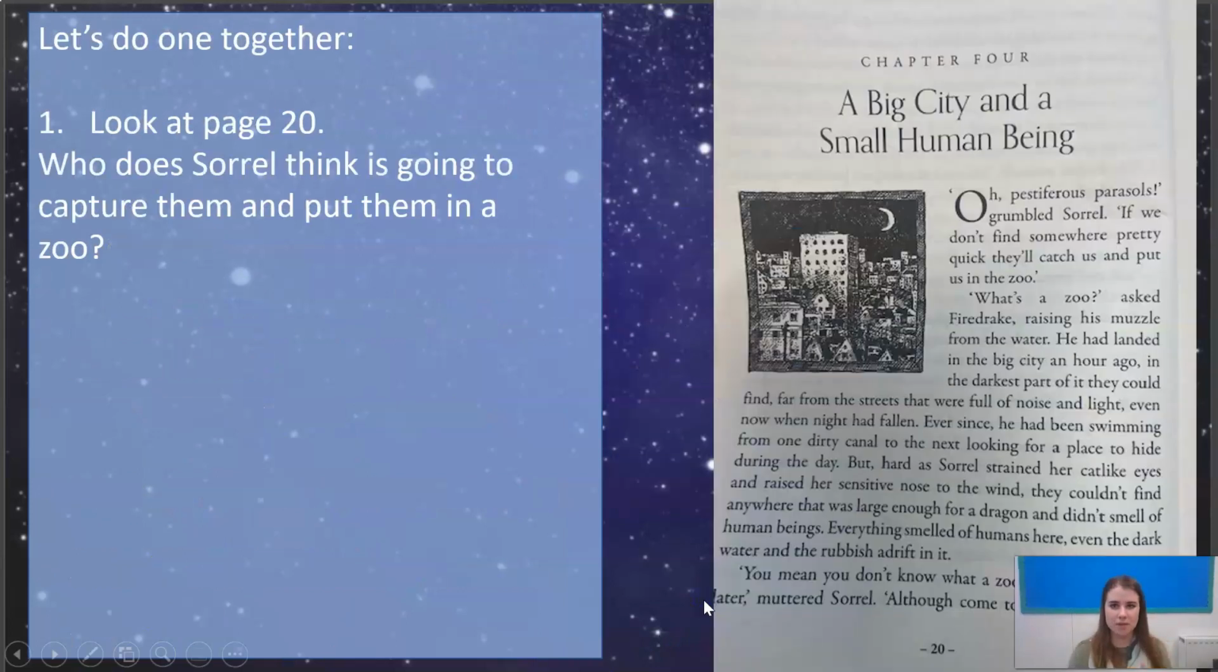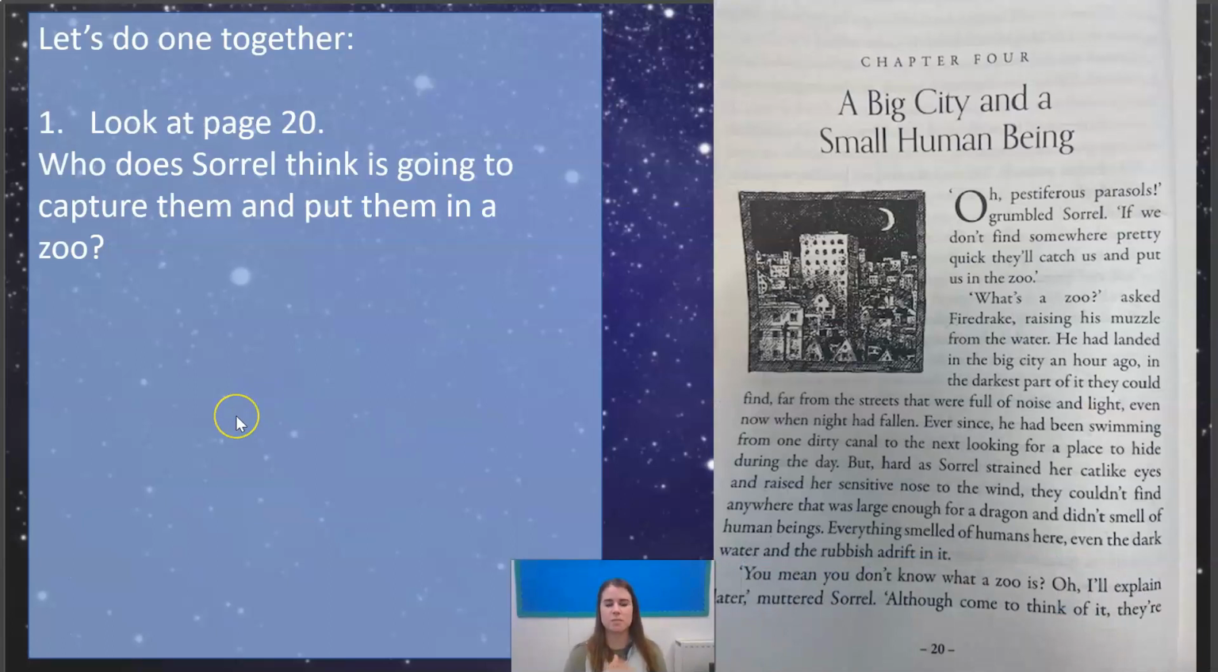So let's have a go at doing one together based on the pages that we've just looked at so that you understand a little bit more. So let's look at page 20, it's the beginning of chapter 3. Who does Sorrel think is going to capture them and put them in the zoo?